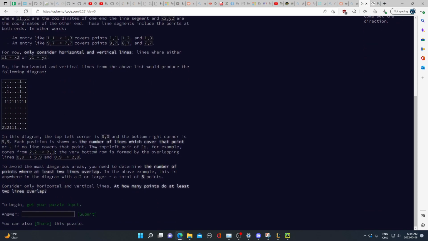Okay, got it. To avoid the most dangerous areas, you need to determine the number of points where at least 2 lines overlap. In the above example, this is anywhere in the diagram with 2 or larger, or a total of 5 points. Consider only horizontal and vertical lines. How many points do at least 2 lines overlap?